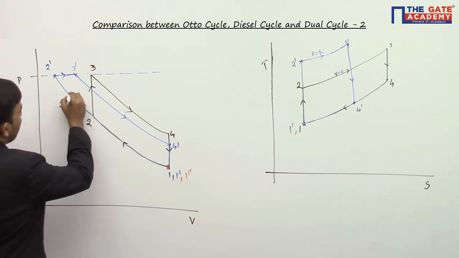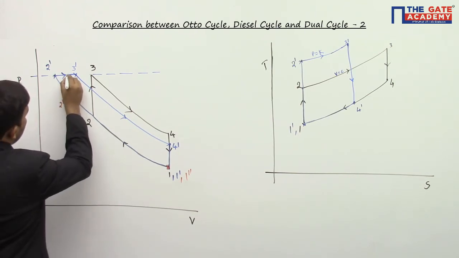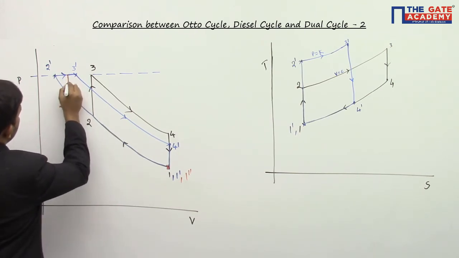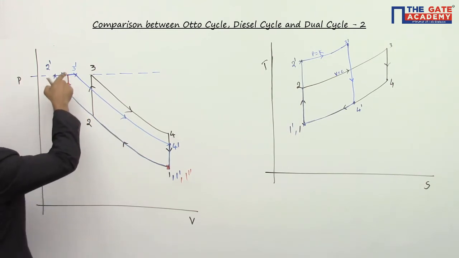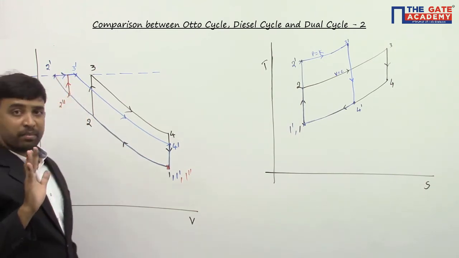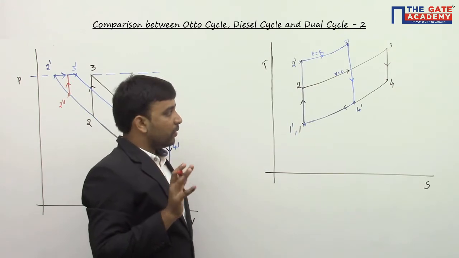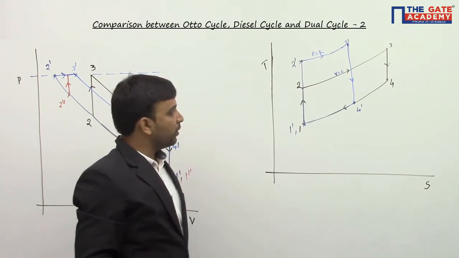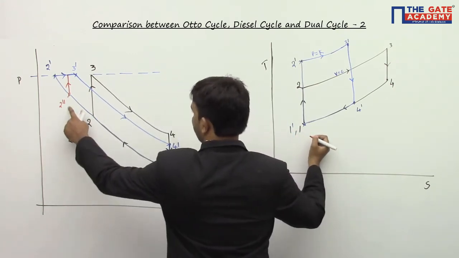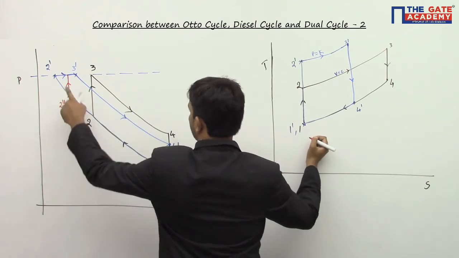And then I go for constant volume heat addition. I go for constant volume heat addition till I reach maximum pressure. Beyond that I cannot increase. So you can see 2 double dash is lying between 2 and 2 dash.